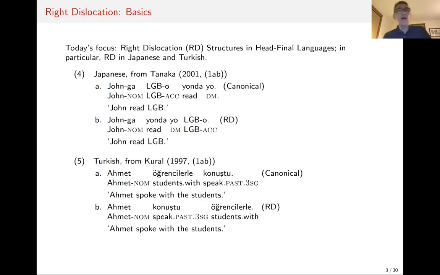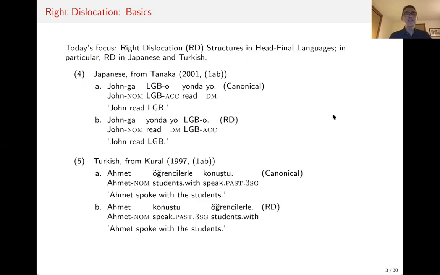Today's focus is primarily on Japanese and Turkish, the right dislocation structure in two head-final languages. Compared to movement to the left, this type of dislocation structure, whether it's movement or not, did not get as much attention, but has gotten a fair amount nonetheless. In Japanese, Kuno sensei already talked about the sentence in his Dharma no Bunpo 1978 book. And also Murat Kural discussed this type of structure in Turkish in 1997.